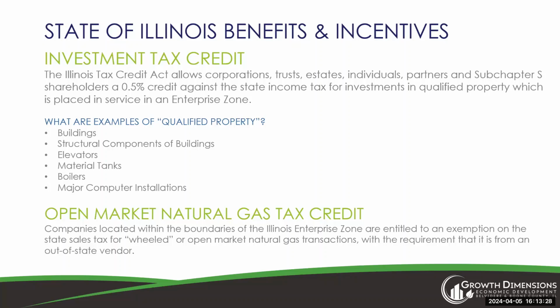As for the open market natural gas tax exemption, companies that are located within the boundaries of an Illinois enterprise zone are entitled to an exemption on the state sales tax for wheeled or open market natural gas transactions. In order to receive the exemption, the Form RG-61 Gas Use Tax Exemption Certificate must be completed and given to your delivery supplier.